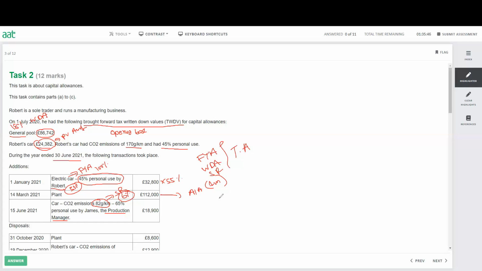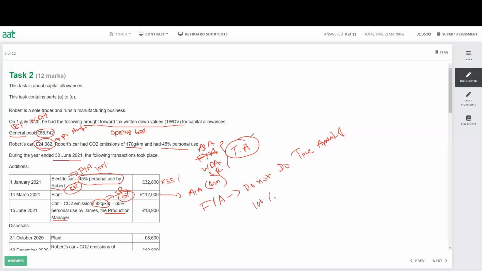But only the FYA, did I write FYA here? So it should be AIA. So here you need to do the time apportion for this AIA, WDA, and the special rate. But only for the FYA, we do not do time apportion. So even though the asset we buy at the end of the year and just use for a few months, still we can claim 100%. The others, we have to look at how long the accounting period is, and we need to use the time apportion. So be careful with that.